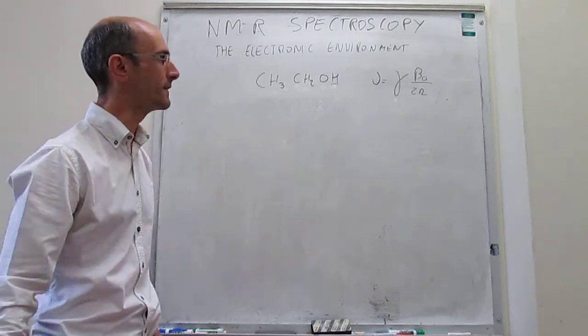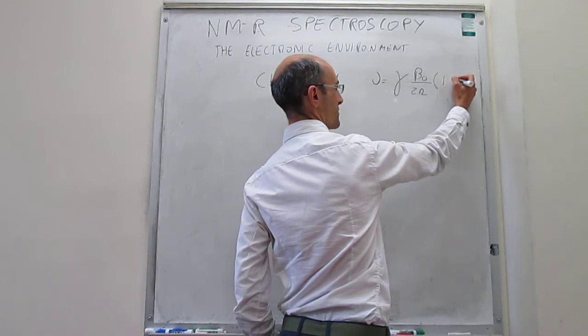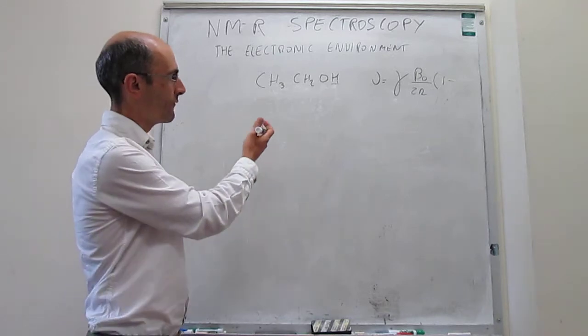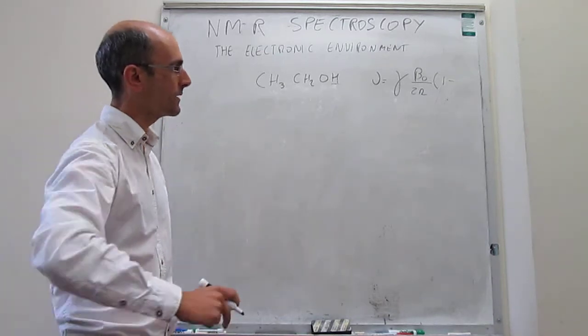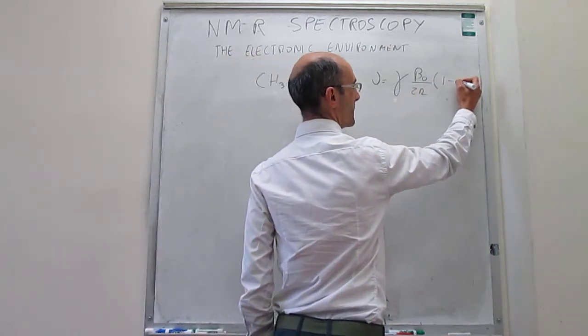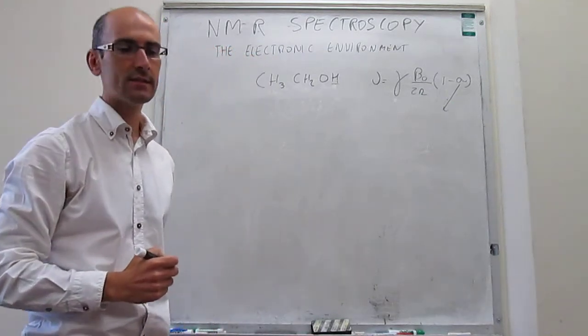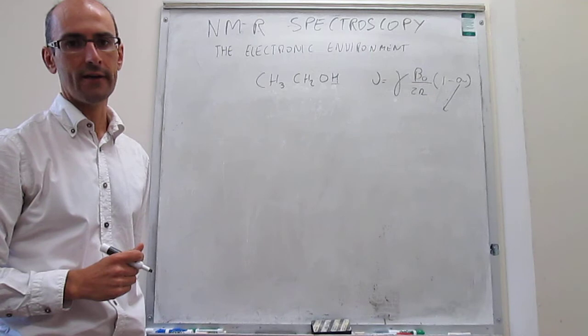A way to quantify that is to modify this expression to say that this expression, when you have a real system with electrons, like we will have right here, not a bare nucleus with no electrons, is simply going to be 1 minus sigma, where this is called the shielding constant that is due to the electronic environment.